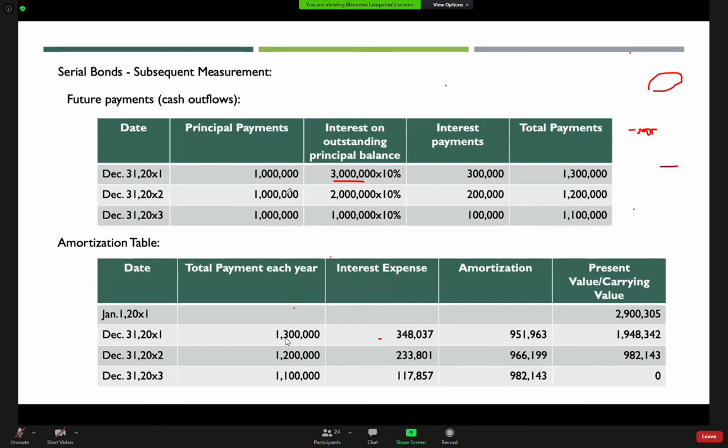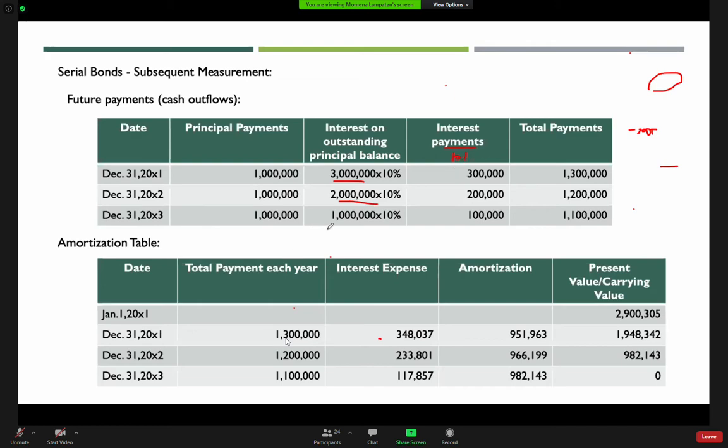Pagdating ng second year, ang outstanding balance na lang ng liability natin is 2 million kasi nabayaran na natin yung 1 million last year. So, we have 2 million outstanding balance. That is why 2 million na lang yung magkaka-interest for the second year. So you have 2 million times 10%. Again, interest payments, ang basis niya is the nominal interest. Okay? Hindi yung effective rate. Nominal rate, 10%. Okay? Interest payment, actual cash outflow.